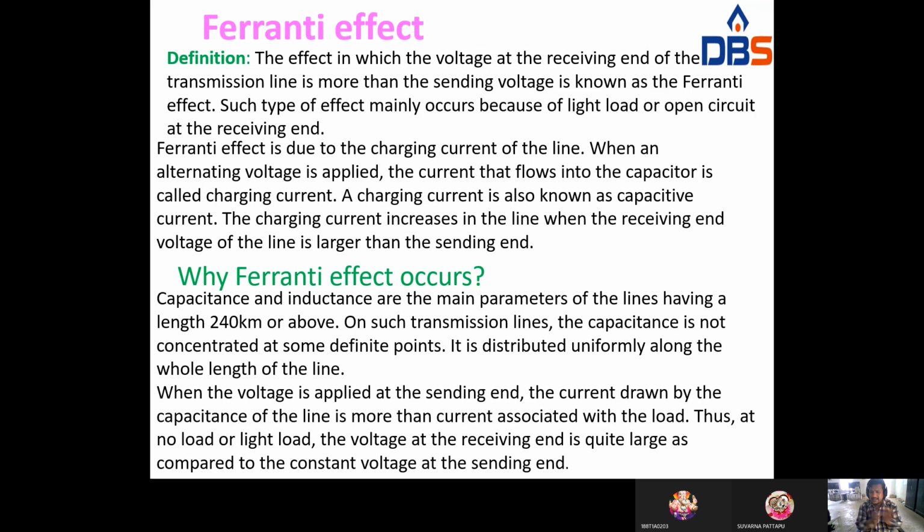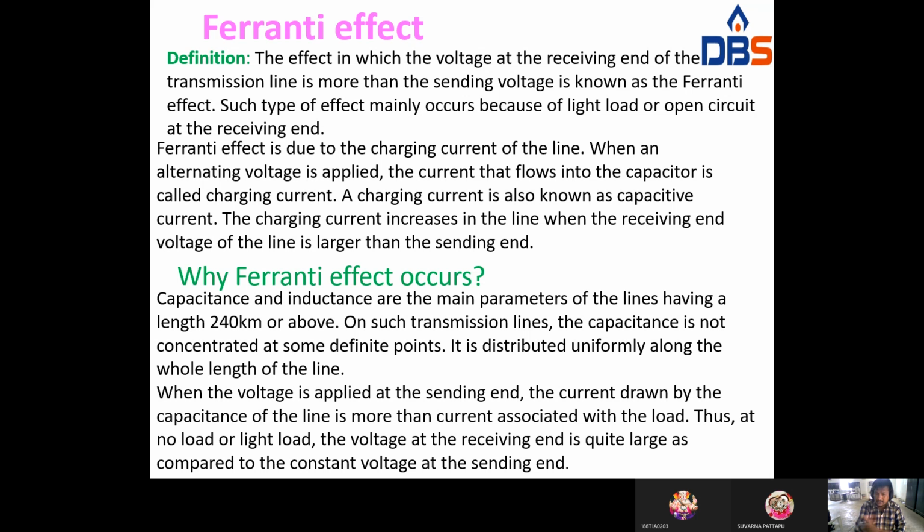What is the definition? At light load conditions or at no load conditions, the receiving end voltage is greater than the sending end voltage. This effect is called the Ferranti effect. The basic reason for the Ferranti effect in the transmission line is the charging current or capacitive current. Whenever we apply an alternating voltage to the transmission line, the current flows through the capacitance. That current is called capacitive current or charging current. Because of that charging current, the receiving end voltage is greater than the sending end voltage.